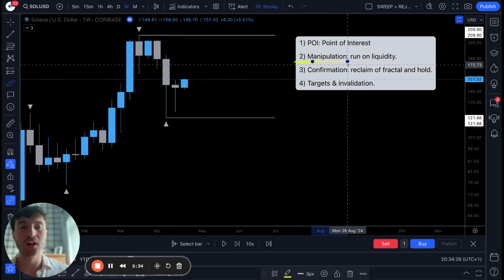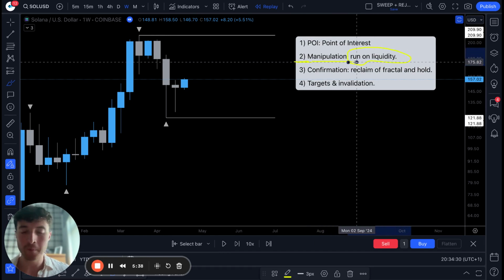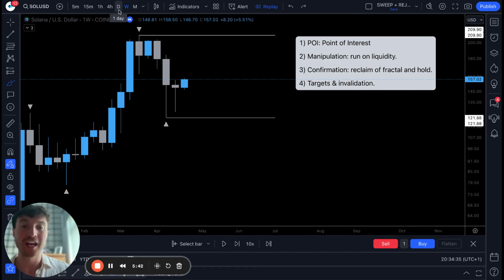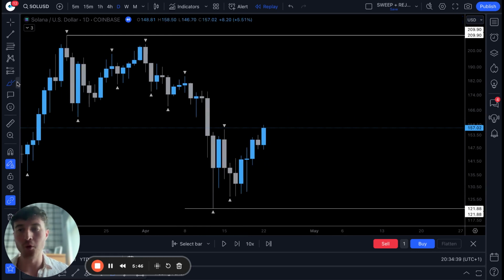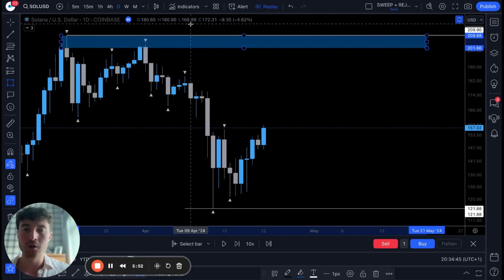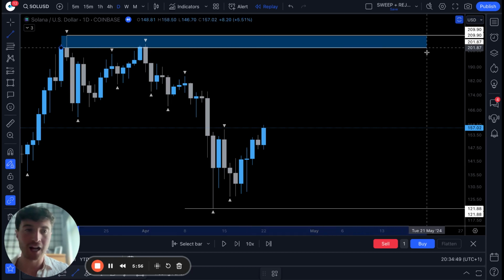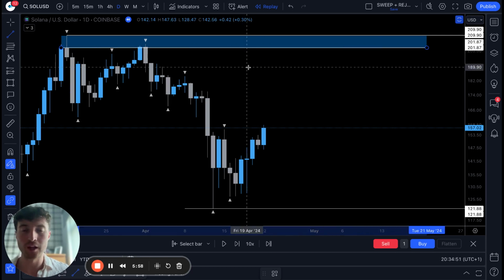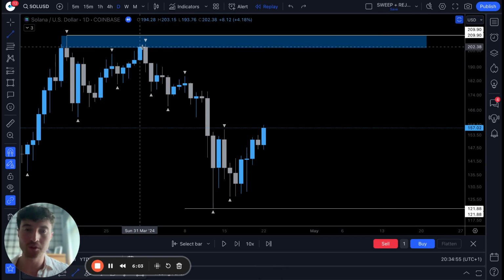Okay, in particular, we want to see a run on liquidity. Let's drop down to the daily time frame so we can identify exactly what I'm talking about. This is the daily, so we're getting a more zoomed in perspective. We have the highs over here, we can mark that on. It's important to use these daily closes as a sort of barrier. These daily closes are very important when you're marking on your zones.